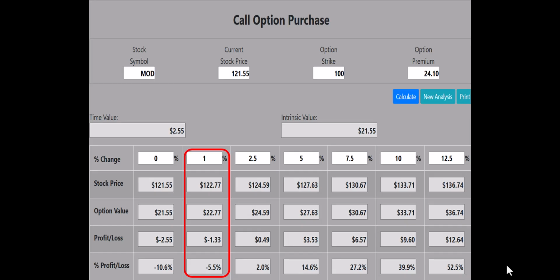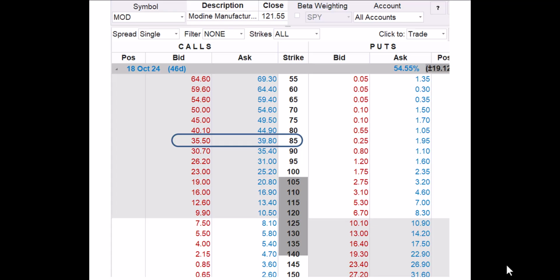Now let's take a look at buying the 100 strike call to see if it qualifies for the 1% rule. Here's the call option calculator picture for the 100 call. According to the 1% rule, we want the call to at least break even if the stock price is up 1%. The calculator picture shows that if the MOD stock price is up 1%, the 100 call will lose 5.5% of its value. We want that to be break even or better, so the 100 call does not meet our requirements. Let's see if the 85 call will work.